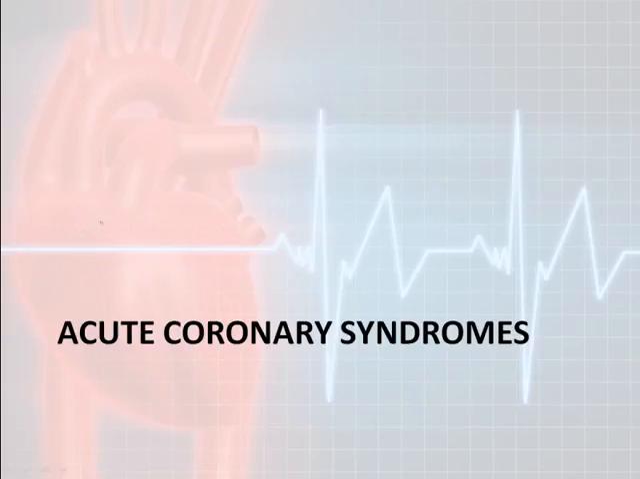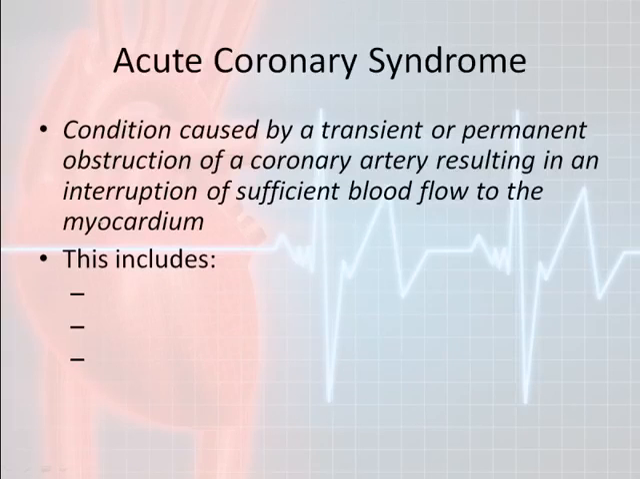Acute coronary syndromes. I'm going to run through this pretty quickly here, and then we're going to be done with this particular presentation. But the first thing I want to talk about is that an acute coronary syndrome is basically a condition caused by a transient or permanent obstruction of a coronary artery resulting in an interruption of sufficient blood flow to the myocardium. There are 3 types of problems that will cause an acute coronary syndrome. The first one is called angina, or angina, depending on how you learned how to pronounce it.